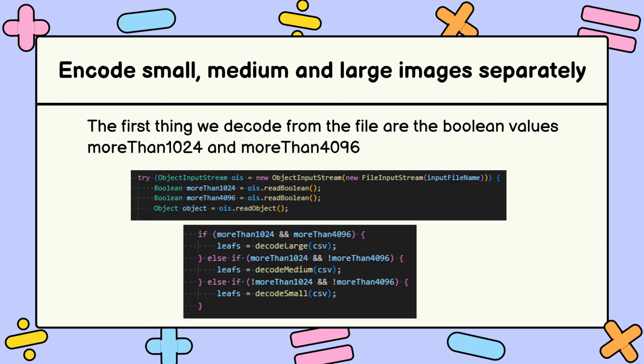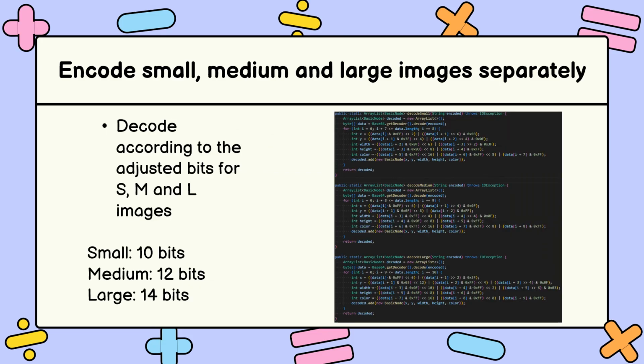The first thing we then decode from the encoded files is the two Boolean values, more than 1024 and more than 4096. This is used to determine the category of the size of the file. We then decode according to the adjusted bits for the small, medium, and large images. Similarly to the different encoding methods, we have different decoding methods to account for the different size of images.